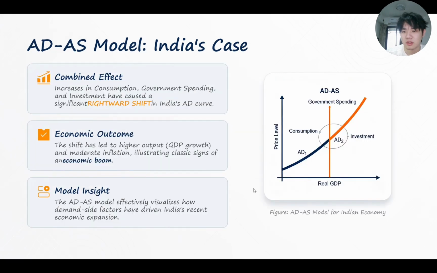Bringing it all together, the AD-AS model helps us see the big picture. The combined increase in consumption, government spending, and investment has caused a significant rightward shift in India's AD curve. This shift explains the high GDP growth and the moderate inflation we have observed, demonstrating the dynamics of India's economic boom.